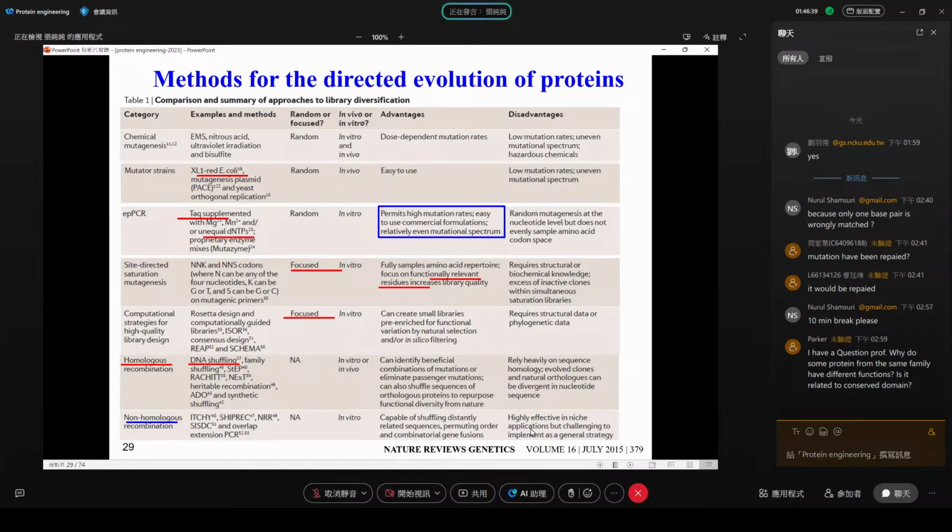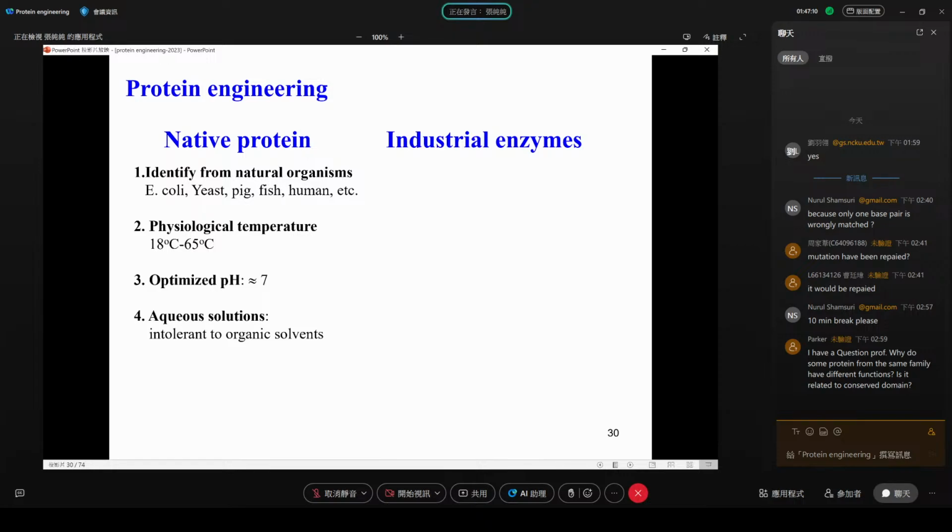Let's summarize. Let's summarize all the major strategies, no matter the advantages, disadvantages, and all the, what should I say, all the chemical methodology or all the take-home messages for different strategies during directed evolution and mutagenesis. It's a very useful strategy for everyone. Okay, let's go back to the protein engineering.